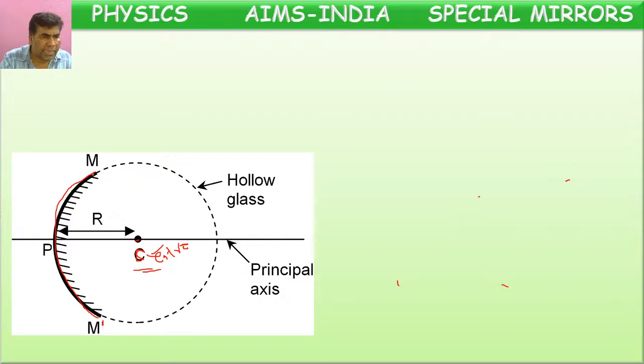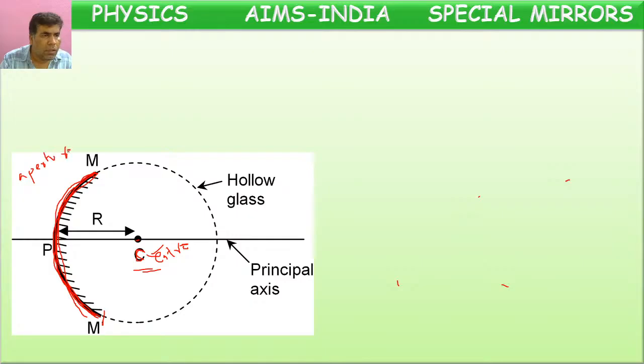Okay. Next, this part is the mirror, the M dash part. This is the circumference of the mirror from which reflection will happen. This circumference of the mirror, this total part, we call it the aperture.